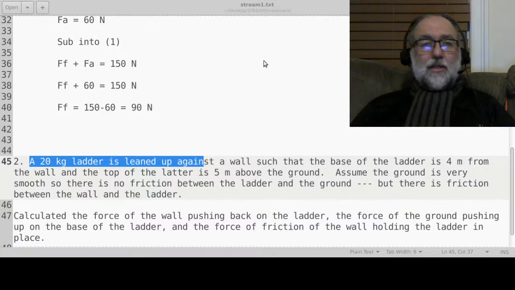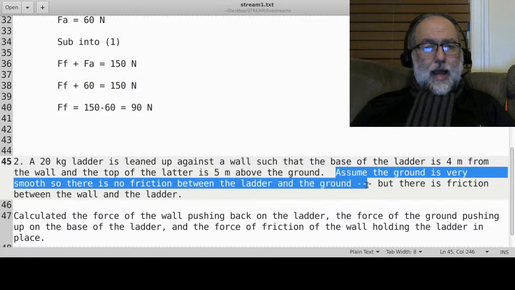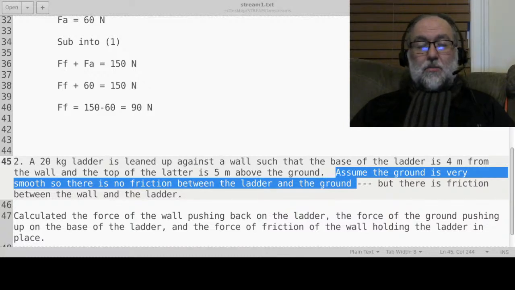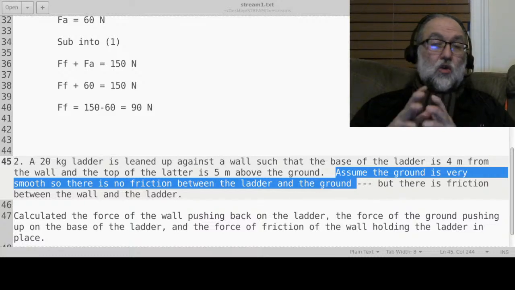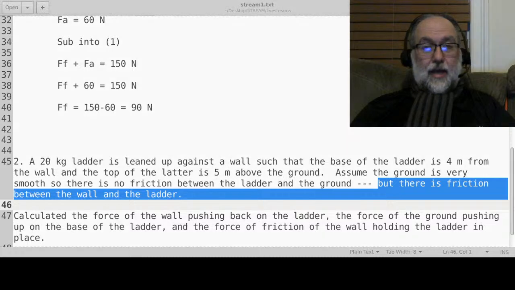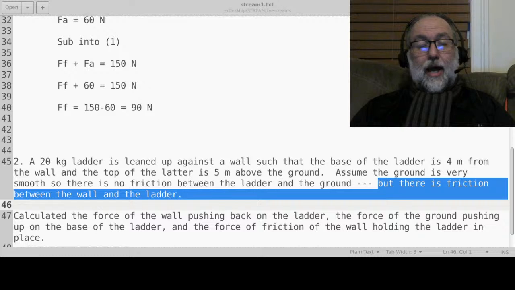Now, this part is a little bit different than what I did in the lecture. I'm going to assume that the ground is very smooth. Usually that's not the case. Usually the ground has a lot of friction. But let's assume that the ground is very smooth, like maybe it's ice or something like that. Now, as you can imagine, if the ground were smooth and the wall smooth, there's no way this ladder is going to stay up. So there's no friction between the ladder and the ground, but there is going to be friction between the wall and the ladder. Now this is not usually the way ladders work, but let's do it.